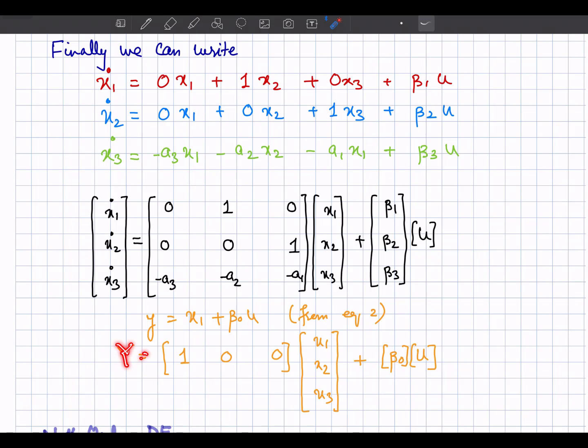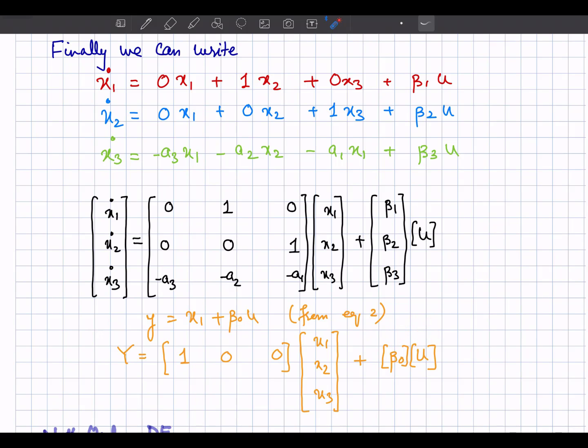our output y is equal to [1 0 0] into the state variable matrix. So x1, x2 and x3, these are our state variables. As we want x1 at the output, that's why you can see 1 over here. The others are not there in the output equation, so you can see the zeros over here, right? Plus beta naught into u.